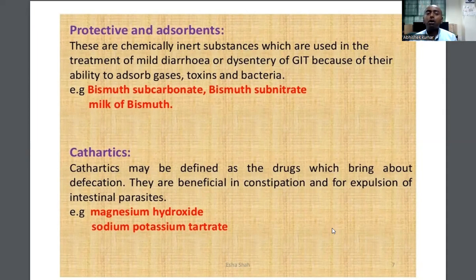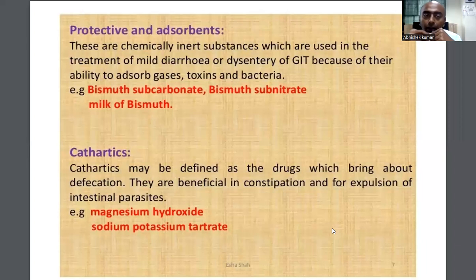The protective and absorbent agents have the ability to absorb gas, toxic substances and the bad bacteria present in our GIT. So bismuth subcarbonate, bismuth subnitrate and milk of bismuth are used as protective and absorbent.